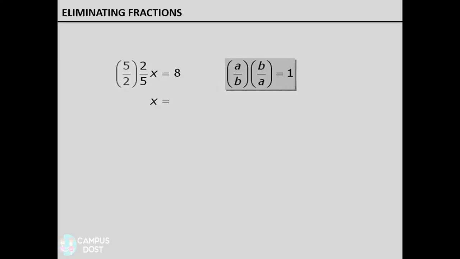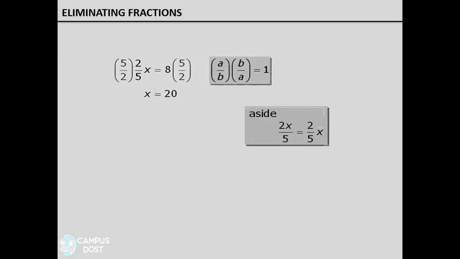5 over 2 times 2 over 5, which equals 1. So the product here is 1x, or just x. Now if we multiply the left-hand side by 5 over 2, we must also multiply the right-hand side by 5 over 2. When we multiply 8 by 5 over 2, we get 20, so the solution here is x equals 20. Now please note that we can express fractional coefficients in more than one way. For example, writing 2x over 5 is the same as writing 2/5 times x.